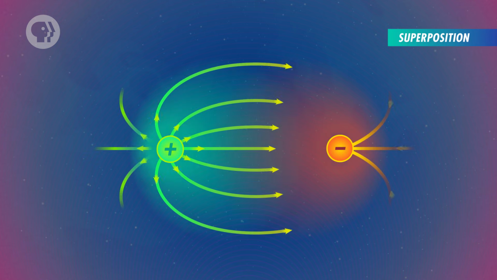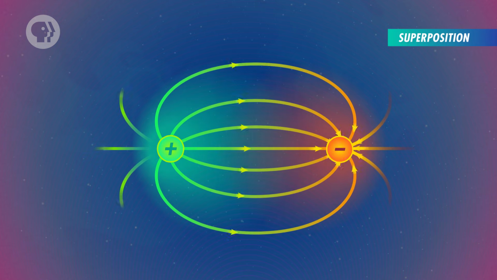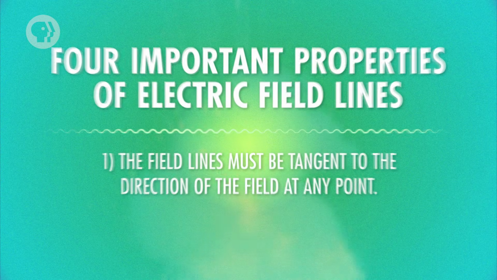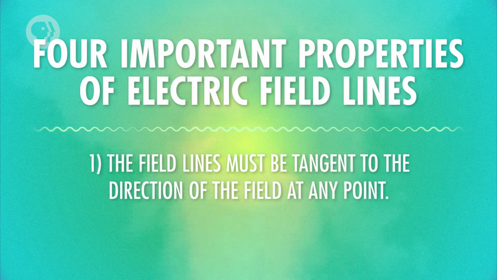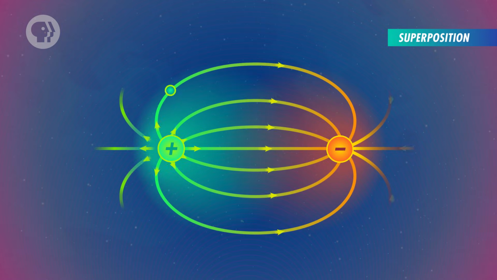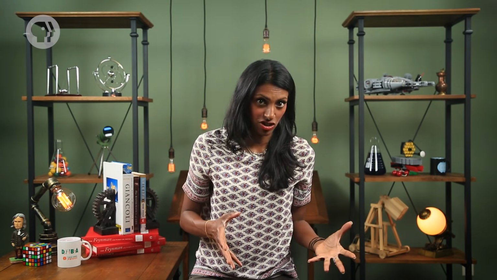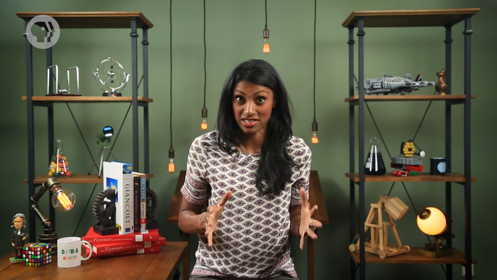Since we have two particles that each generate their own electric field, we can add the fields together to create a total electric field. This is the principle known as superposition. Now let's examine the electric field created by this electric dipole, because along the way that's going to show us four important properties of electric field lines. First, the field lines must be tangent to the direction of the field at any point. This means if we place a positive test charge anywhere, the field lines will point in the direction of the force exerted on a positive test charge. This also means that a negative test charge would feel a force in the exact opposite direction.